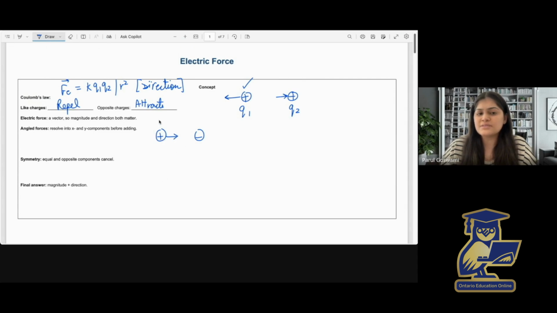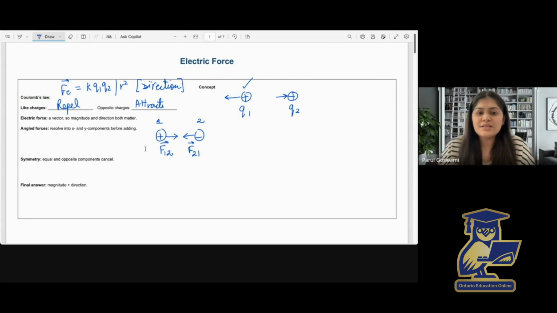So if this is charge 1 and this is charge 2, we can say this is the direction of the force vector, force on 1 due to 2. You can see how this is an attractive force. Similarly, charge 2 will have the tendency to be attracted towards charge 1, so the force vector would be towards charge 1. So we can say the force on charge 2 due to 1 is towards the west direction, or towards the left side. So this is how we have to draw the force vectors.